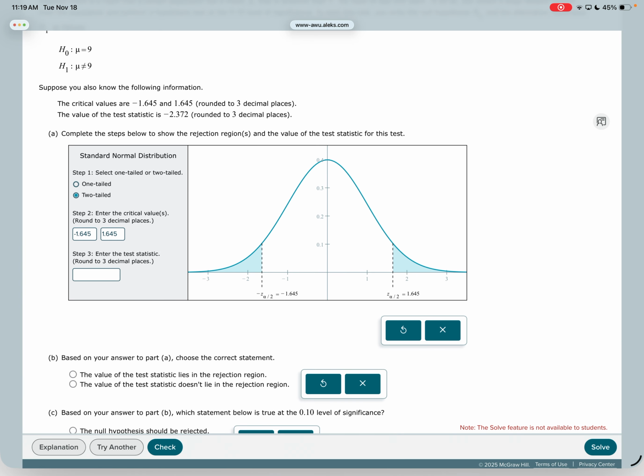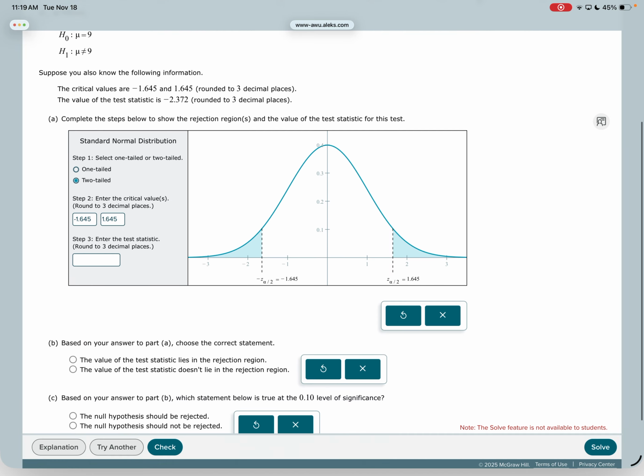Why didn't it look like that one's on there? Sorry, it just didn't look like it was drawing the picture.